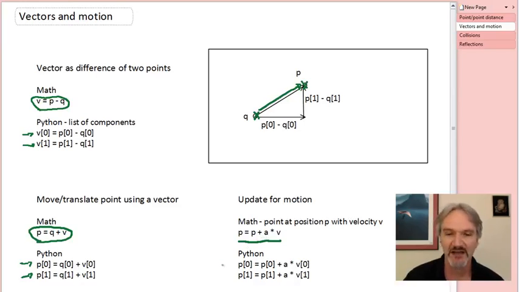So in Python, you probably ended up looking at equations that did something like this. We updated each component independently. And we had this constant A that could control how fast our ball moved. So with that being said, let's now go look at how to do collisions and reflections.